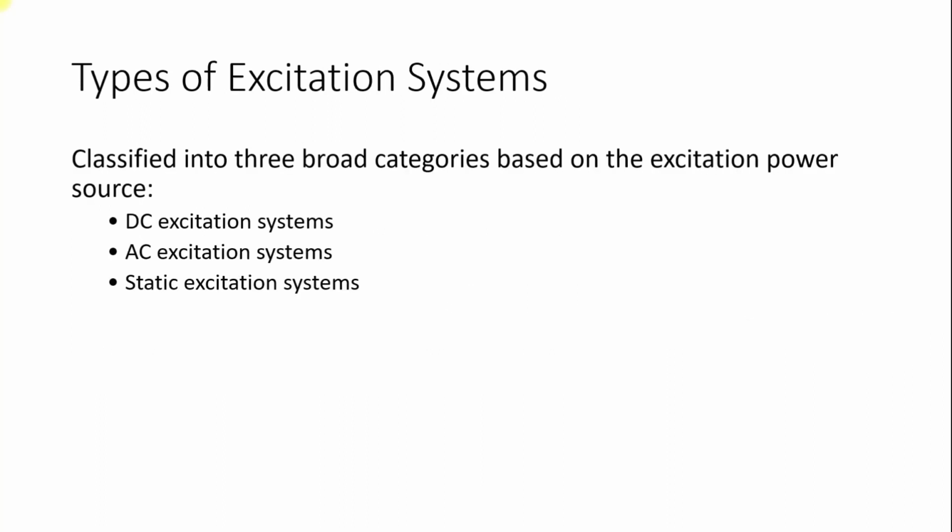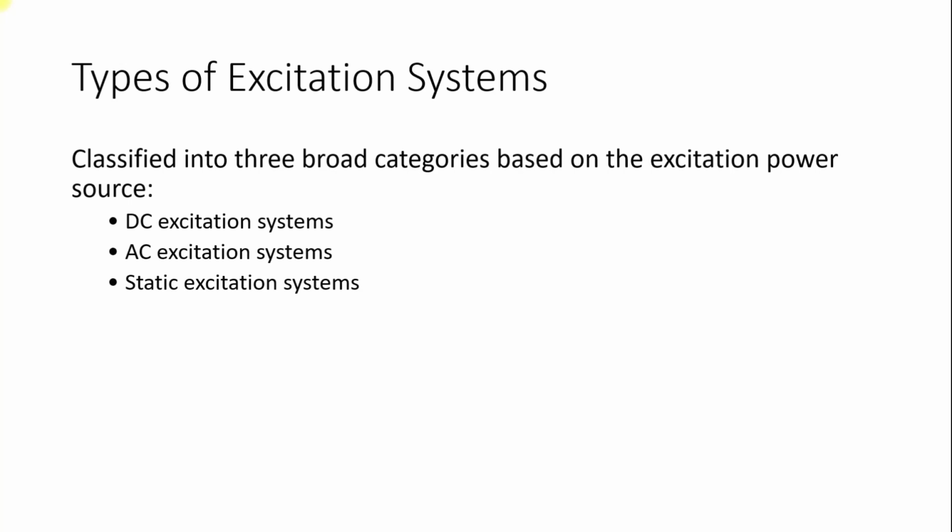There are various types of excitation system, but they can be classified into 3 broad categories. Your excitation system can be a DC excitation system. In case of a DC excitation system, what will you have? You are going to have typically a DC shunt generator on the same shaft as the generator itself. Generator, prime mover, and this DC shunt generator will be on the same shaft, and this DC generator is going to provide the DC excitation directly to the exciter.